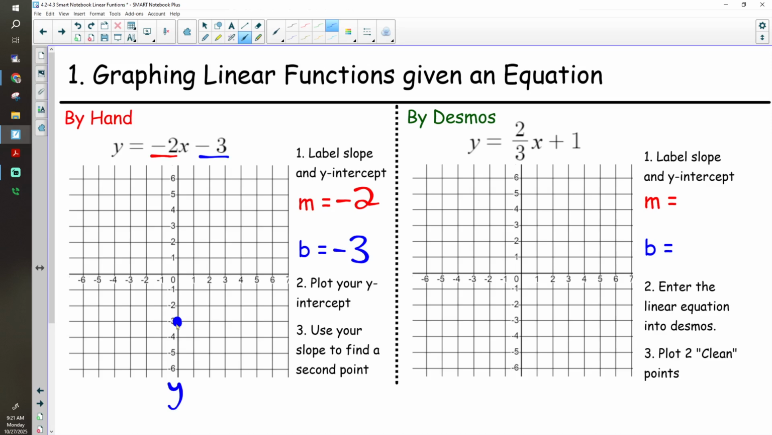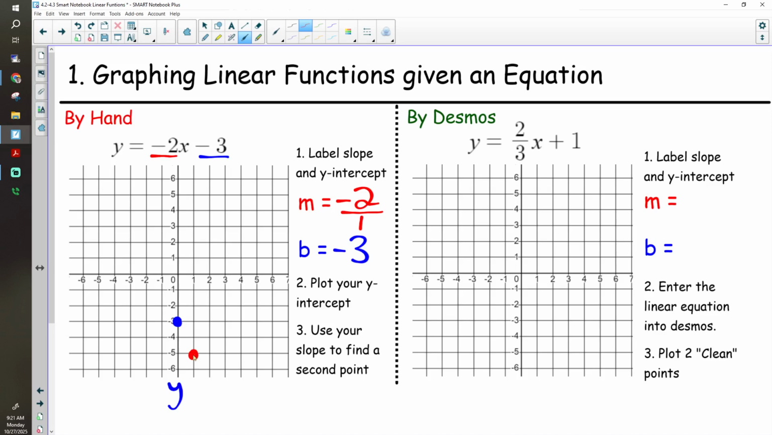Here our slope is negative 2. Now we like when our slope is a fraction. What number is underneath this? Like if we were to turn negative 2 into a fraction, you just put a 1 under it. And this is helpful because remember slope is rise over run. So this means to go down 2 and then over 1. So if we start at our point, we just need to go down 2 and that's my second point.